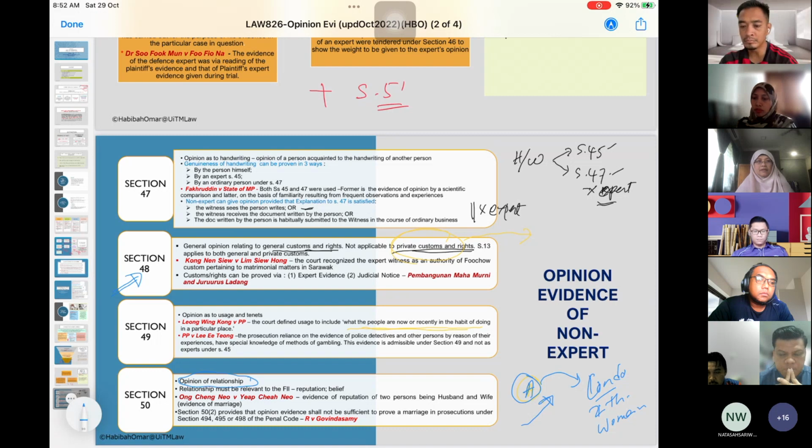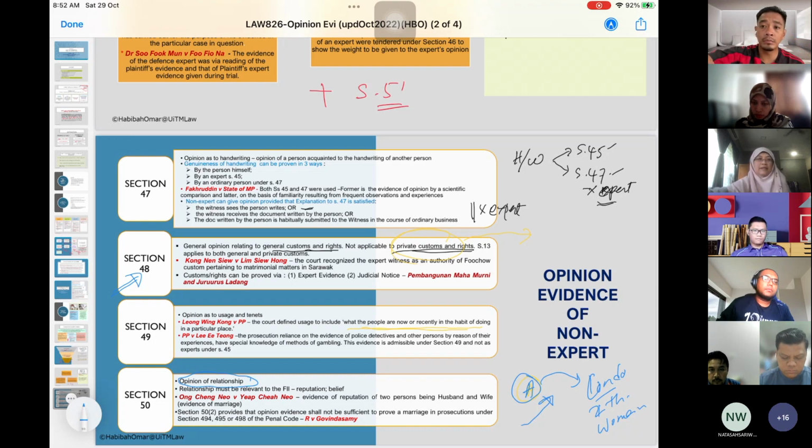Get that? So opinion evidence has two kinds: expert opinion and non-expert opinion. Non-expert opinion is not so much of an issue, right? I think in the context of your practice, most of you will probably deal with expert opinion. Okay, with this I conclude our first topic, opinion evidence. Any questions on opinion evidence?